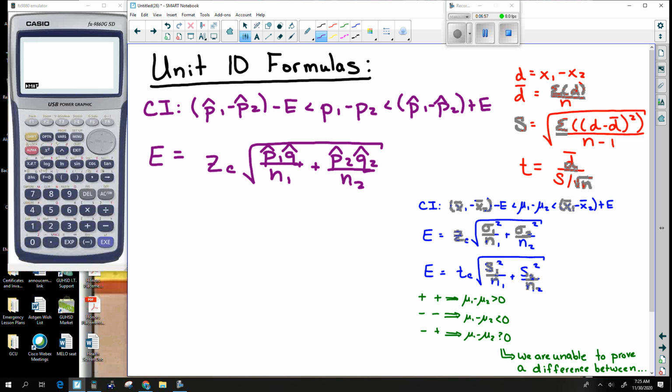And then the finer technicalities: a p hat is an individual r. Let's go p hat 1. It's r1 divided by n1. And then q hat is 1 minus p hat. Okay, that will get you the confidence intervals right there.